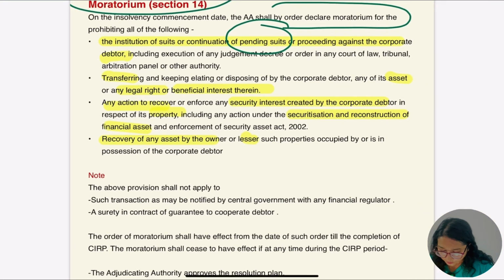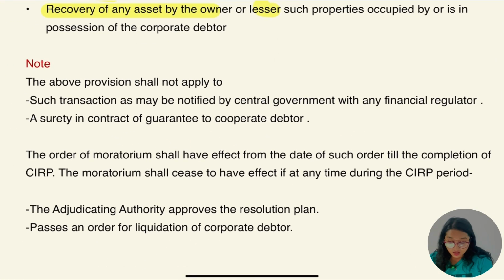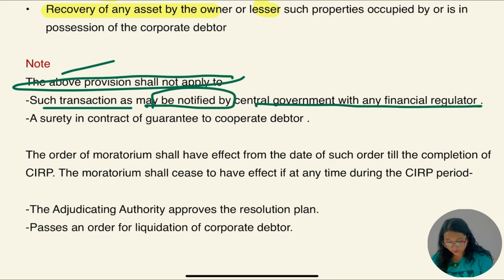Okay, so hope section 14 was clear to you. Let's go for the other points, the remaining points of this section. The first note says the above provision shall not apply to such transactions as may be notified by the central government in consultation with any financial sector regulator, and second, this is not going to apply to a surety in a contract of guarantee to the corporate debtor.